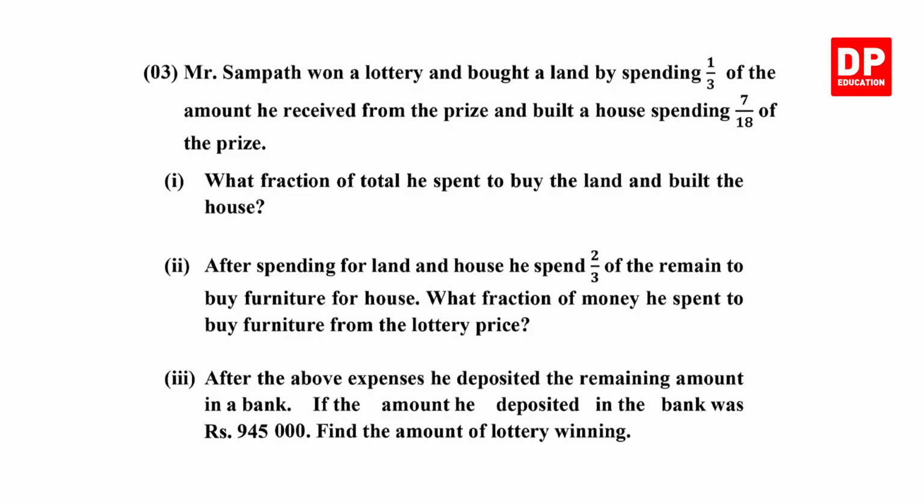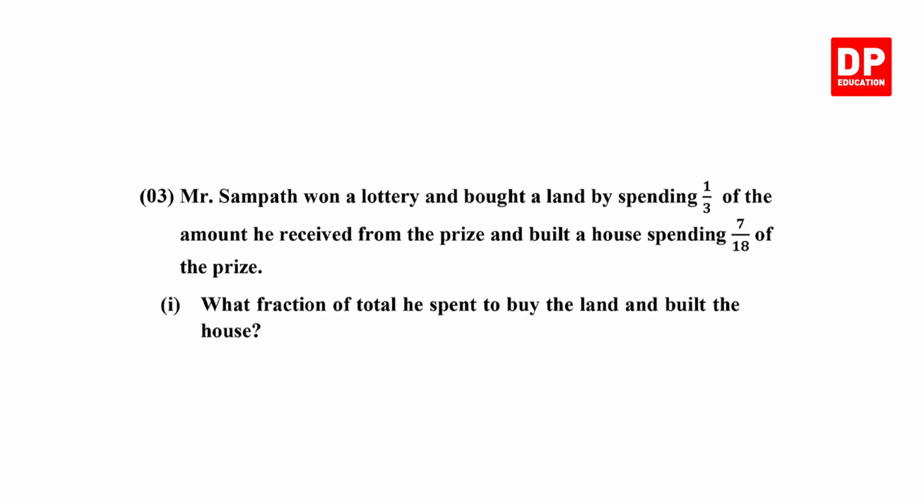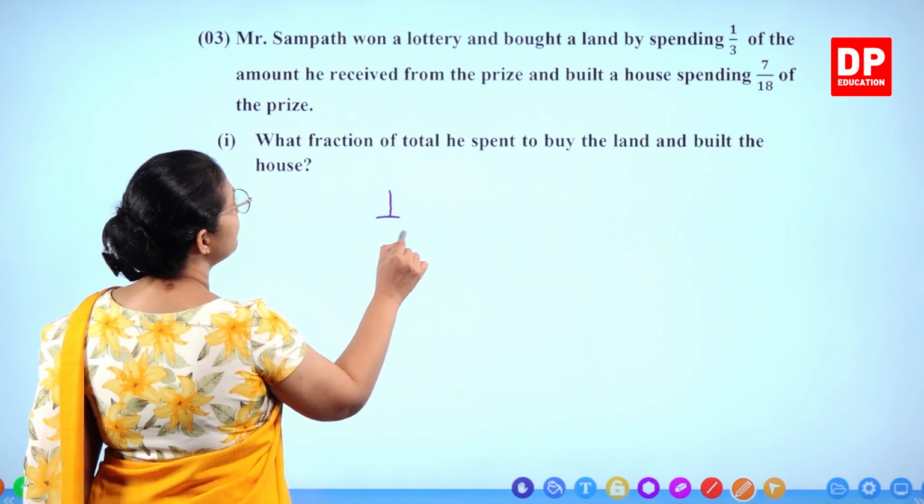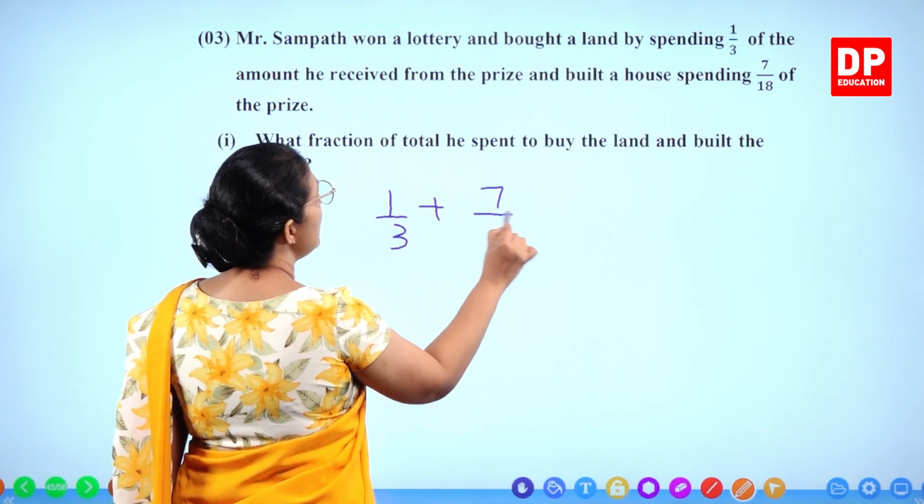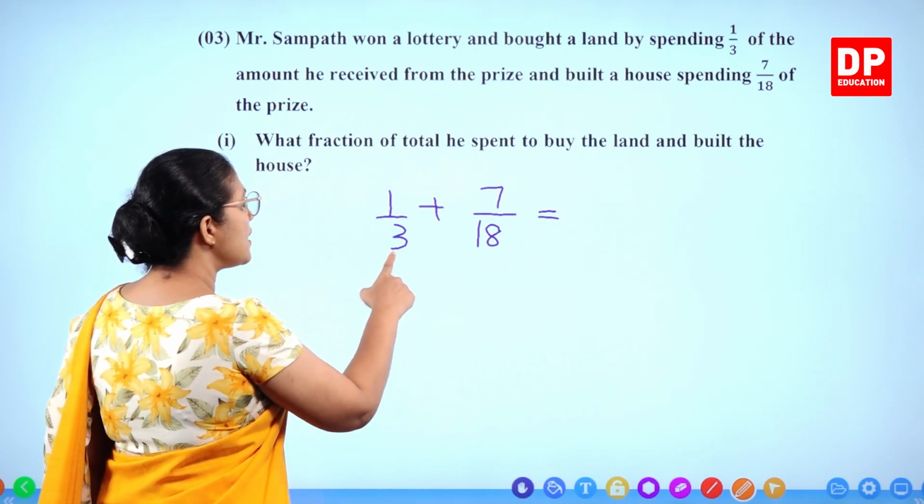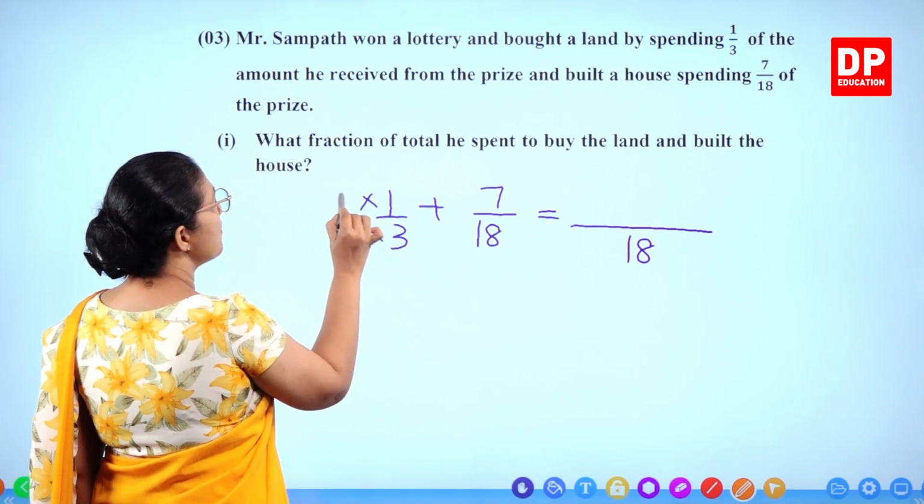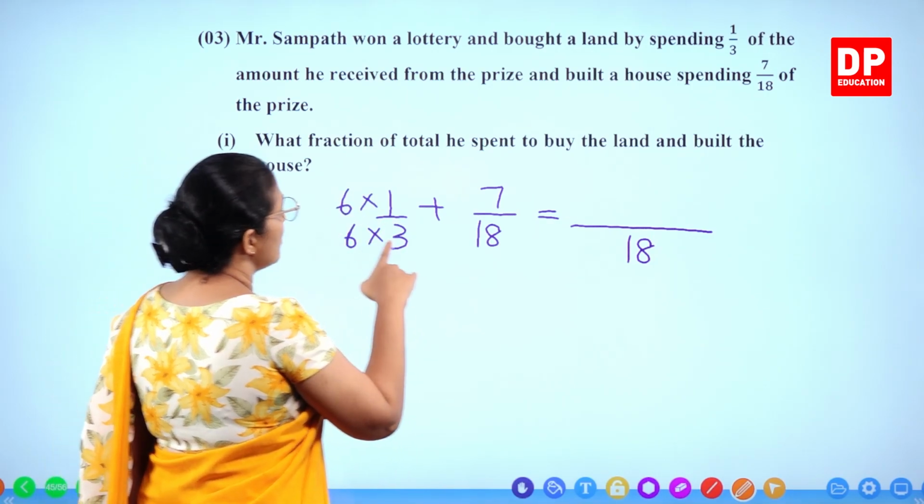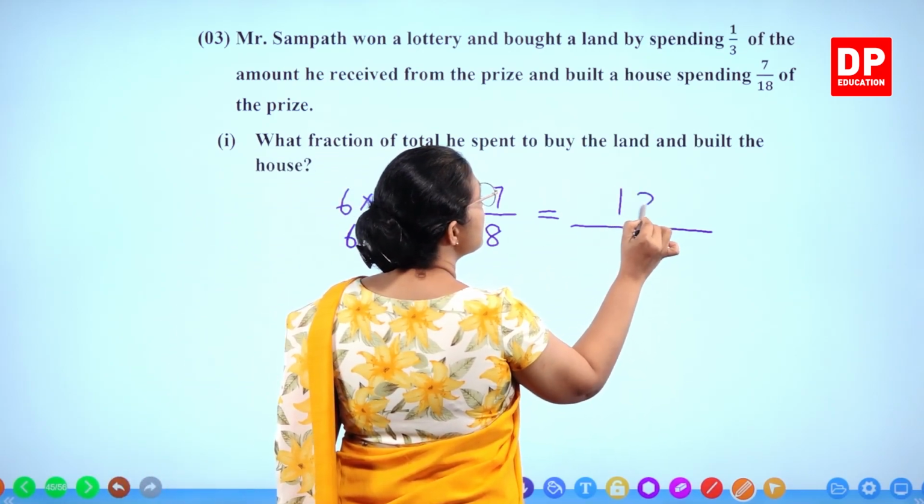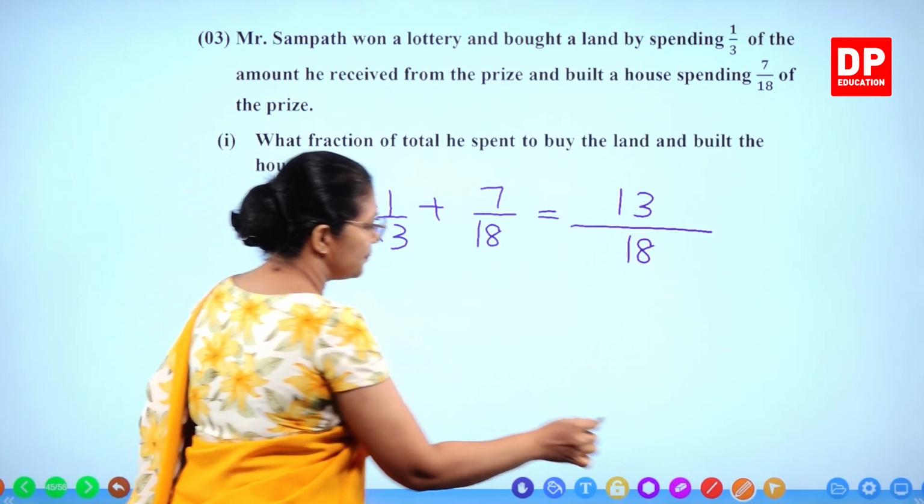Question number 3, it's about fractions. Mr. Sampath won a lottery and bought a land by spending 1/3 of the amount he received from the prize and built a house spending 7/18 of the prize. What fraction of the total did he spend to buy the land and build the house? 1/3 plus 7/18. What's the lowest common multiple? 18 is the lowest common multiple. So that means you have to multiply this by 3, this by 6. 6 plus 7, that's 13 out of 18 parts.